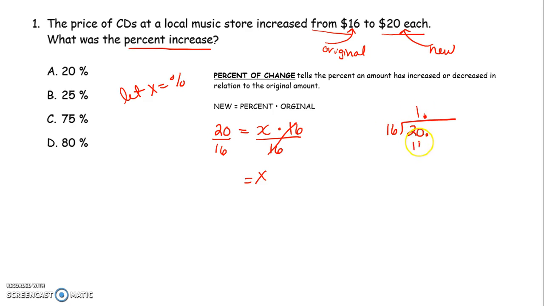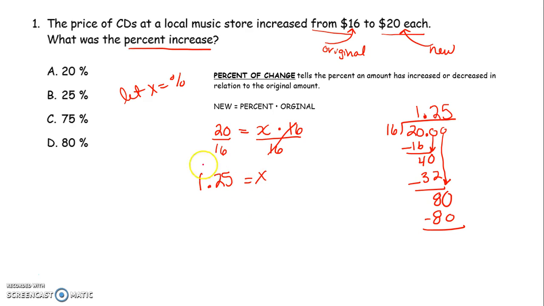16 goes into 20 once, subtract off, drag down a 4. How many times does 16 go into 40? I think twice. 2 times 16 is 32. Subtract off, we get 8. Drag down the next 0. You can always use your calculator to support you. 16 goes into 80. I bet you that's 5 times. So we get 1.25 for our X. Now that's not yet a percentage, that's in decimal form. So 1.25 is what as a percent? That's 125%.